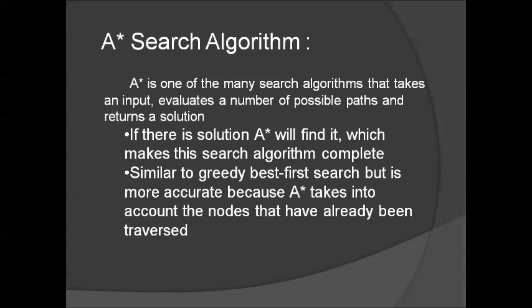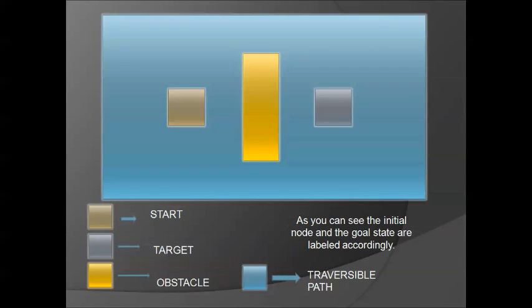Now, the algorithm that we are going to use is called the A-star algorithm. A-star is one of the many search algorithms that takes an input, evaluates a number of possible paths and returns a solution. If there is a solution, A-star will find it, which makes this search algorithm complete. Similar to greedy best first search, but more accurate because A-star takes into account the nodes that have already been traversed. And this is an example of how the terrain would look like with an overhead view.